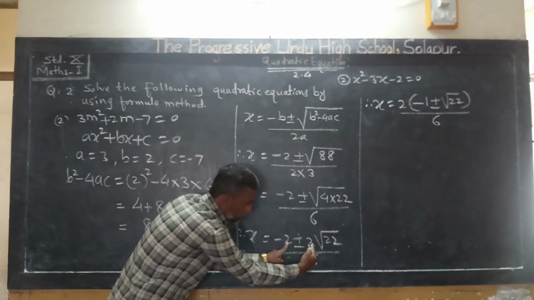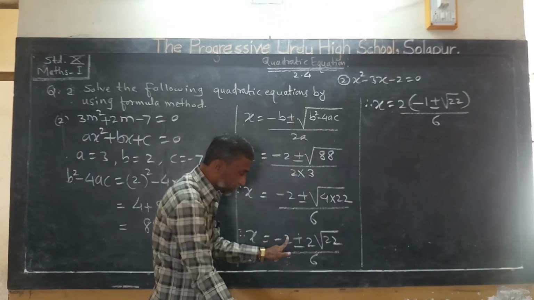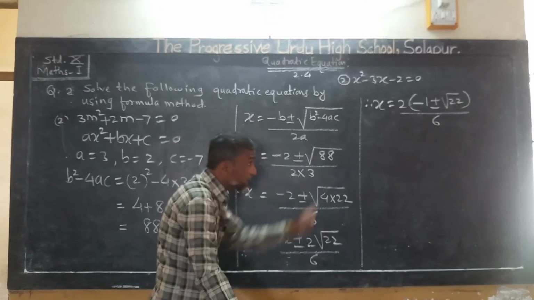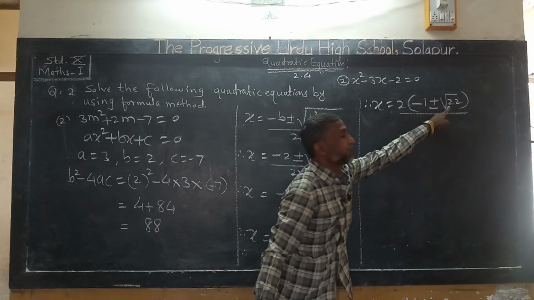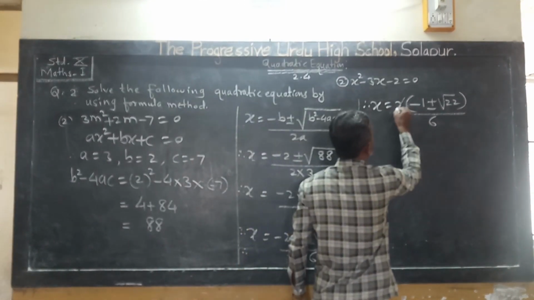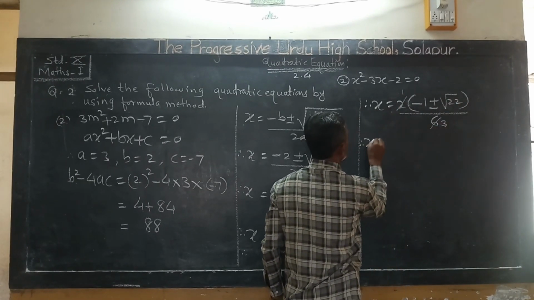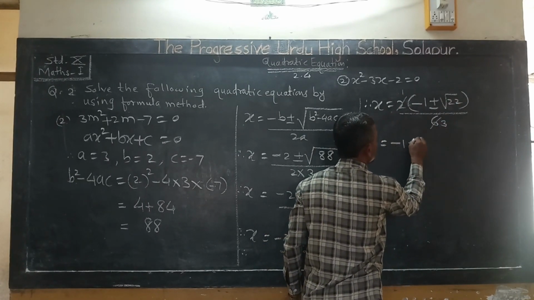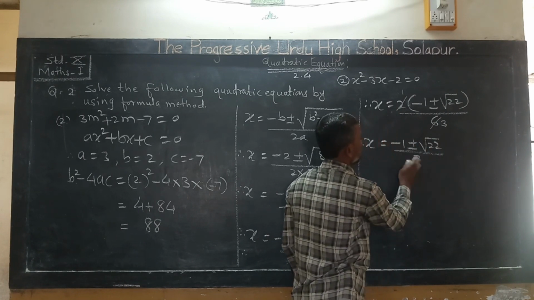What we have done? We have taken 2 common. So in the bracket minus 1 will remain, plus minus as it is, 2 we have taken common, under root 22 will remain, upon 6. Now we can divide. 2 1s are 2, 2 3s are 6. Therefore x is equal to minus 1 plus minus under root 22 upon 3.